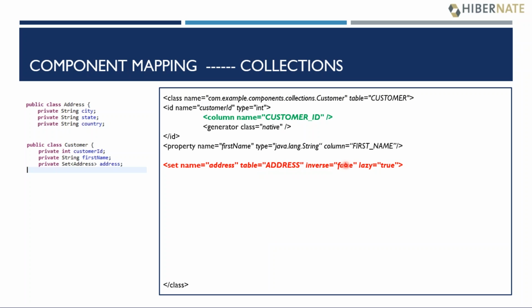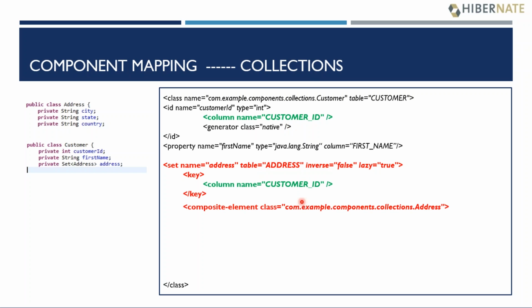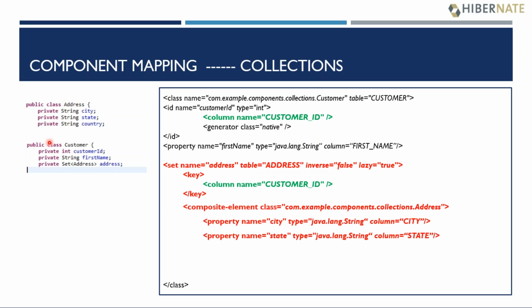Inverse equal to false means this is not the primary component. This is the owner entity, and this is not the owner entity. Lazy equal to true means that at runtime it should retrieve these collections from the system. Now you have key, column name equal to customer ID, and then the composite element class is your address, with name city, and then finally you close this. Is this clear?